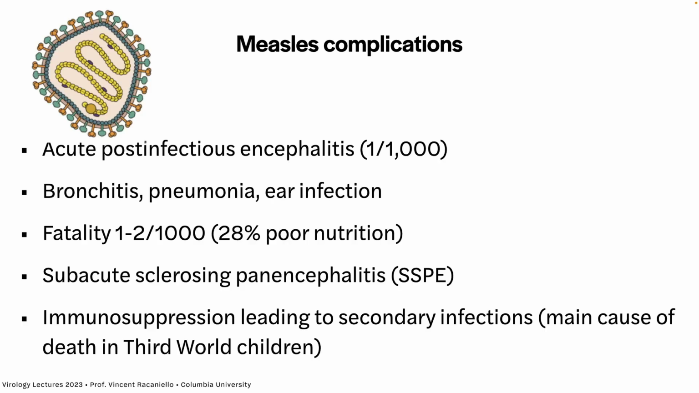Next time we're going to talk about a long-term sequela of measles, subacute sclerosing panencephalitis. Very rare sequela, but fatal. And, of course, immunosuppression, which we talked about last time, which leads to other infections, and that's the main cause of death in kids who are malnourished.